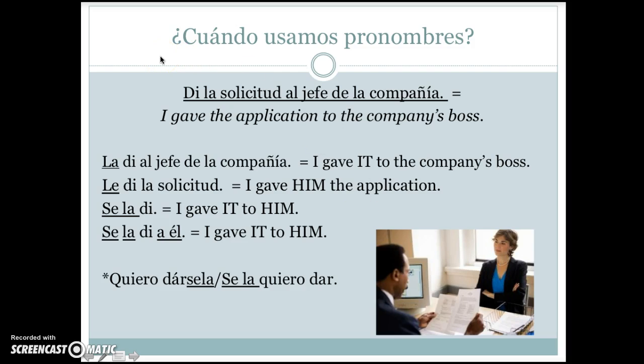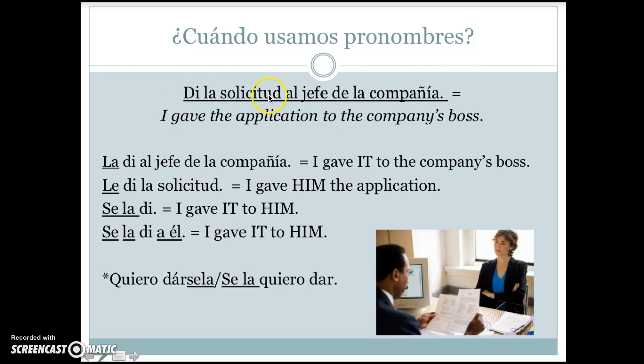So let's go back to our original slide and see if these examples make a little bit more sense. Again, we're starting with the example, di la solicitud al jefe de la compañía. I gave the application to the company's boss. Well, how do we say I gave it to the company's boss? What is the it? I gave what? El objeto directo, in this case, I gave the application, la solicitud. If I replace that with a pronoun, I'm going to put it before the verb, la di, al jefe de la compañía.